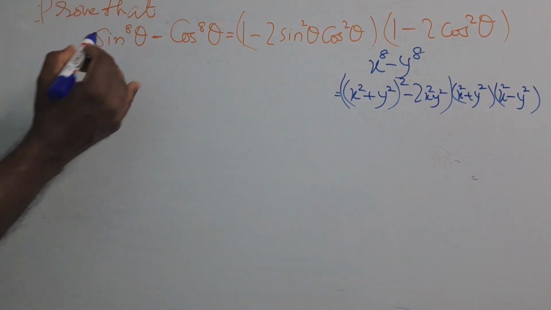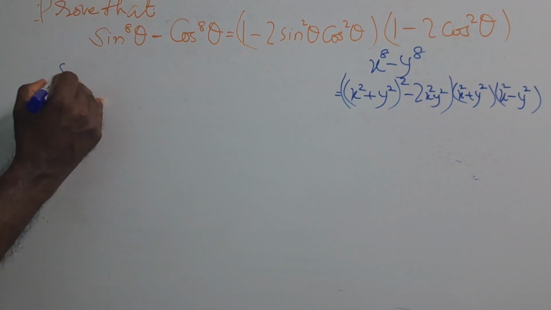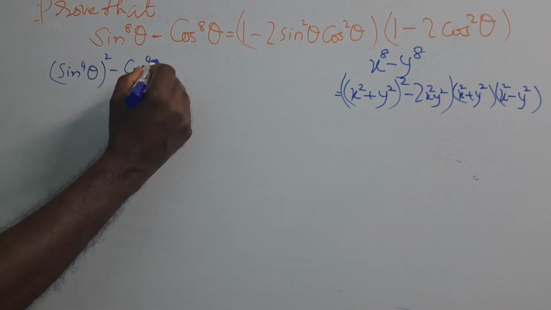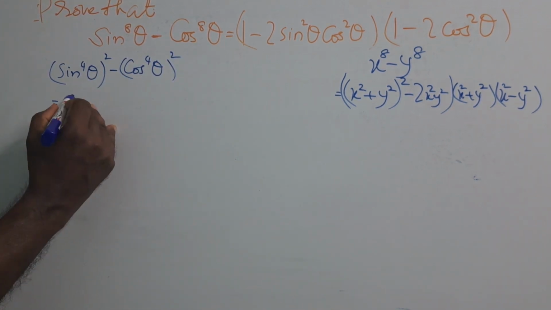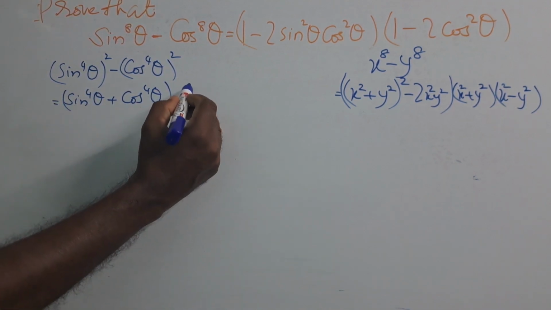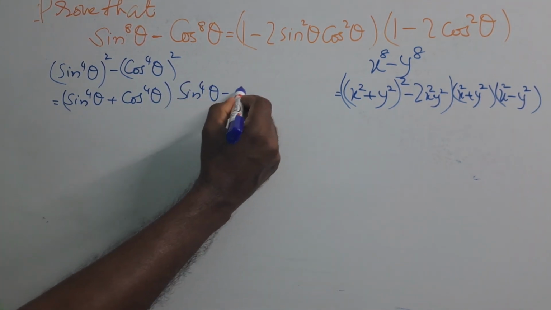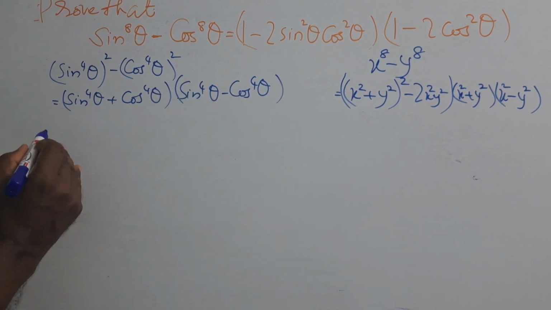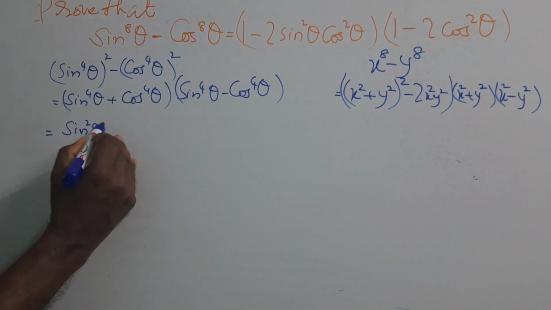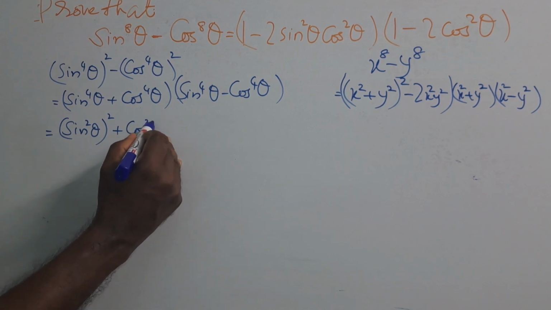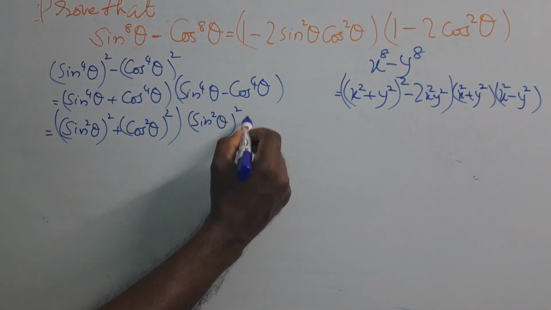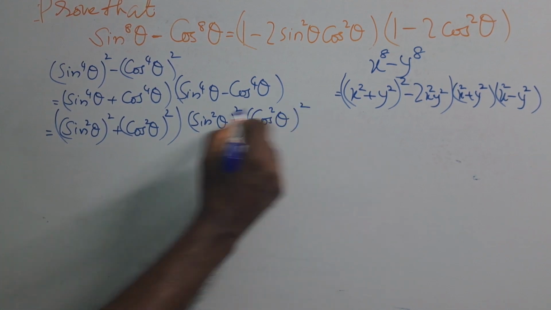Let's see how to answer this question by substituting sine theta and cos theta in the place of x and y. Sine raised to 8 theta minus cos raised to 8 theta can be expressed as sine raised to 4 theta the whole square minus cos raised to 4 theta the whole square, equals sine raised to 4 theta plus cos raised to 4 theta into sine raised to 4 theta minus cos raised to 4 theta, equals sine square theta the whole square plus cos square theta the whole square into sine square theta the whole square minus cos square theta the whole square.